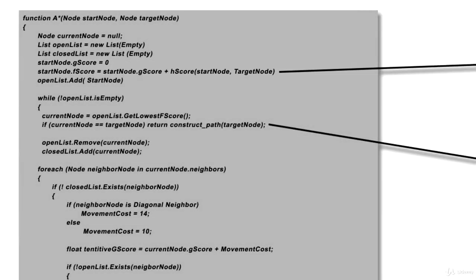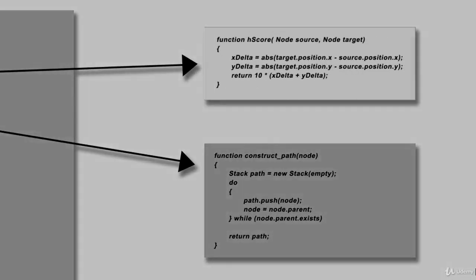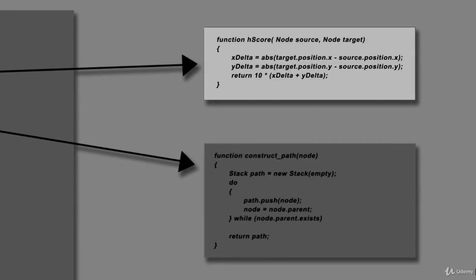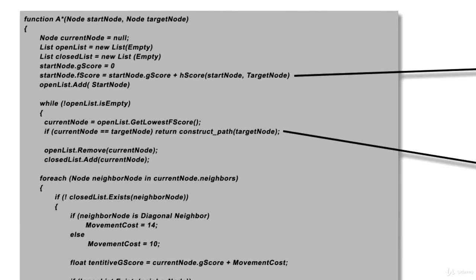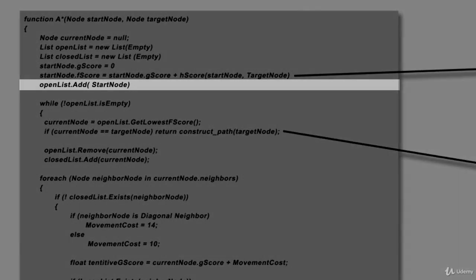And now, in this line of code, you can see that H-score is actually a function, which I also show on the slide, which is passed 2 nodes and returns the Manhattan distance between them multiplied by 10, which remember is the movement cost in our example. And if you look at the H-score function on the right hand side of the screen, you can see it just calculates the absolute offsets on the x-axis, the absolute offsets on the y-axis, adds them together, multiplies by 10, and then returns the result. And this becomes the H-score for our start node. Then, next, we add the start node to the open list. And at this point, our initialization is done.